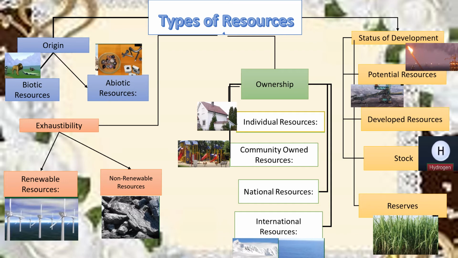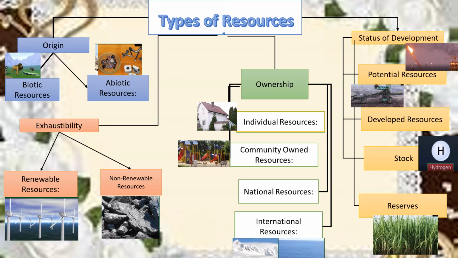Now let's look into the third category, based on ownership. This is again further divided into four. Number 1, individual resources, which are owned by an individual. For example, your mobile, it is owned by you. Your dad's car is owned by your father, etc. Community resources, those resources which are owned by the people living in a particular community or a particular locality or a particular state. For example, the municipal parks, the burial grounds, etc.